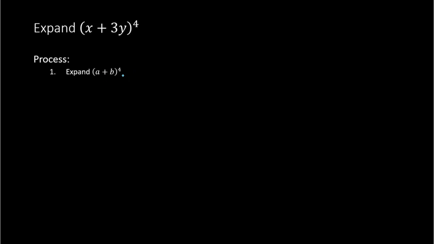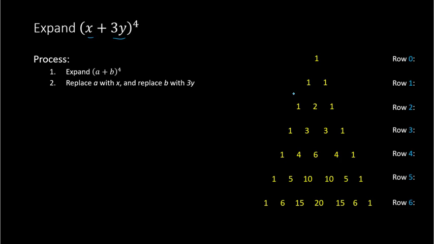So you do a plus b to the fourth power like we did in the last slide. And then at the end, we're going to replace the a with x and the b with 3y, and then simplify if needed. So let's try this one. Assuming we have Pascal's triangle, assuming we know how to get all these numbers, because we're raising this to the fourth power, we're going to look at row 4. Again, take note, we begin with row 0, and then row 1, 2, 3, 4. So we're going to look right here.